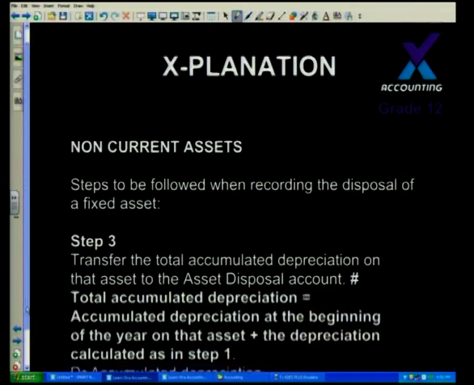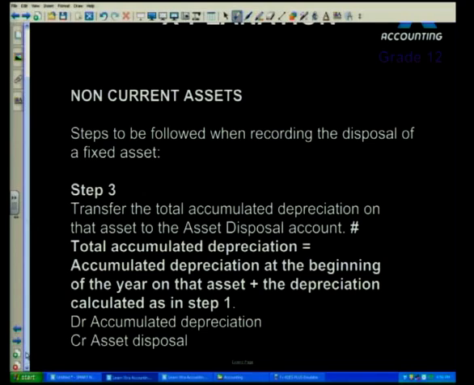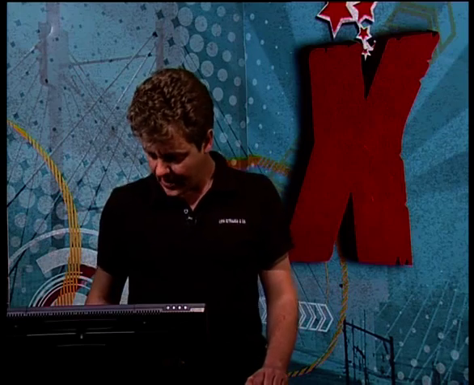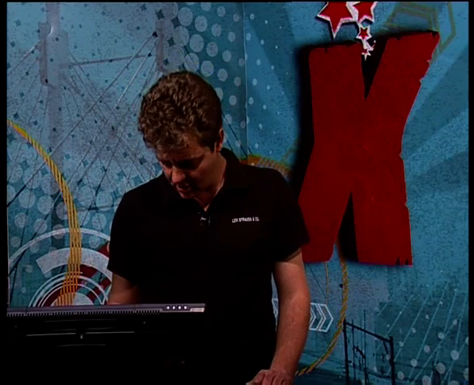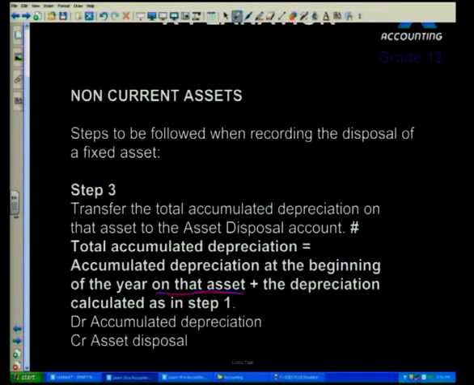After doing that, the third step is that the total accumulated depreciation on that sold asset must be transferred to the asset disposal account as well. When I say total accumulated depreciation, I mean every single piece of depreciation that belongs to that asset that has been sold. In other words, it's the accumulated depreciation at the beginning of the year on that asset only. Not on other assets, but only on the one that you are disposing of.